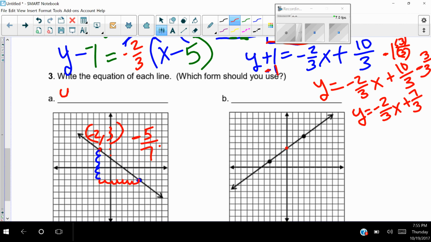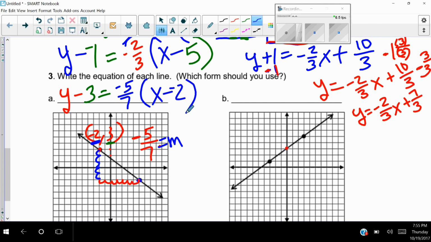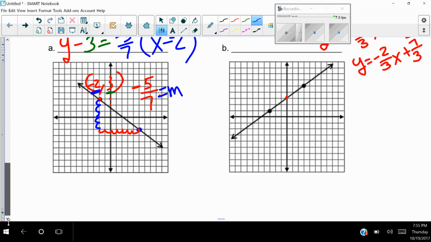So I'm going to say y minus my y value, which is 3, is equal to my slope, which is -5 over 7. This is my slope, right? Parentheses, x minus my x value, which is -2. Okay? I want you guys to try to simplify this, make your double negatives a positive, distribute your 5 over 7, try it out. And we're going to go to the next one.